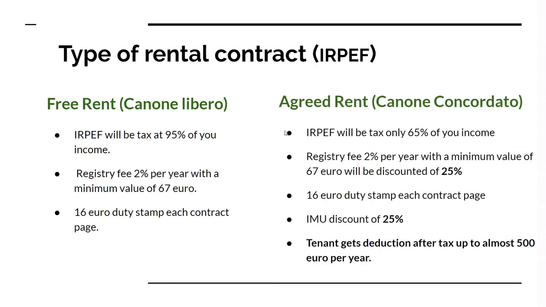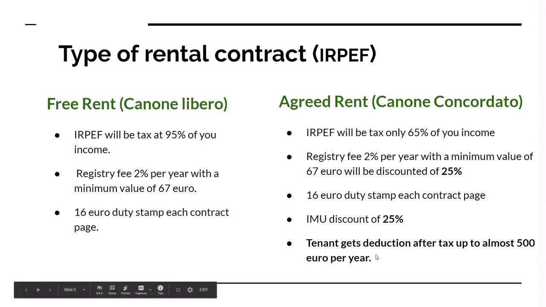But then we have the agreed rent, canone concordato. The canone concordato is applicable only if you respect the threshold we have just talked about. But if you respect the threshold, the IRPEF will be taxed only at 65% of your income. The registry fee still remains 2% with a minimum value of €67, but you get a discount of 25% of it. So you calculate 2% and then remove 25% of it. Still €60 duty stamp per contract page, but the canone concordato gives you a discount of 25% of your property tax.